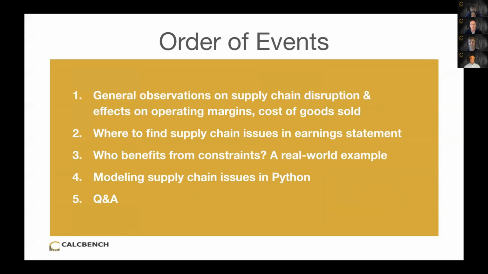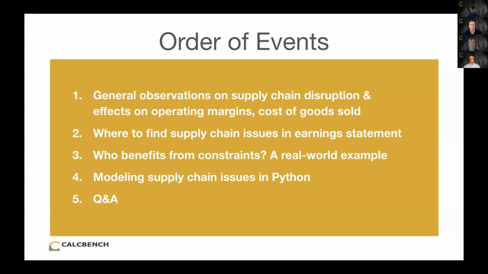This is the agenda that we have here. We're going to go for 1 hour. First, Pranav will offer some general observations about supply chain disruption, its effect on operating margins, cost of goods sold, other key financial disclosures like that. Next, Ariel will talk about where you can find information on supply chain issues in the earnings statement and the important role that narrative disclosures in the footnotes can also play to help an analyst find out and understand where all this information is and what it's telling us.